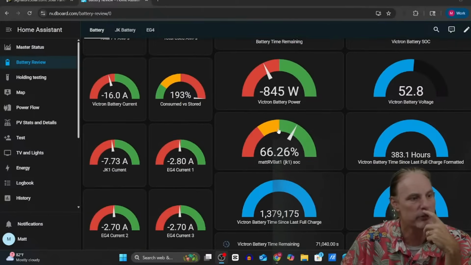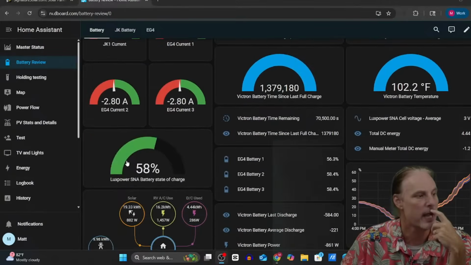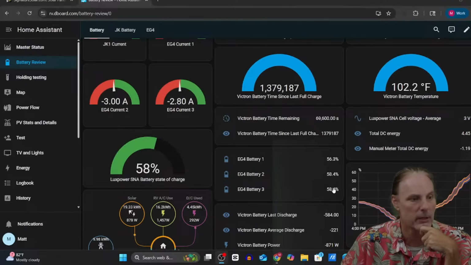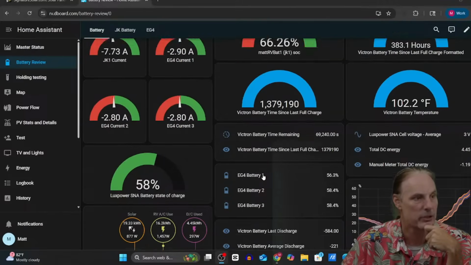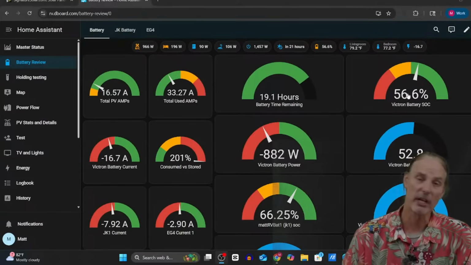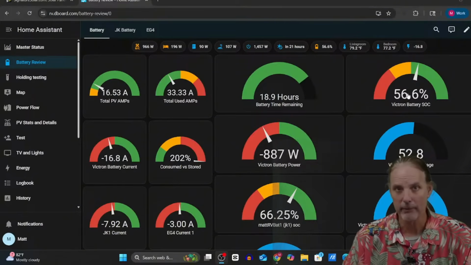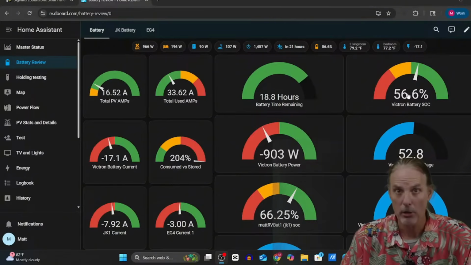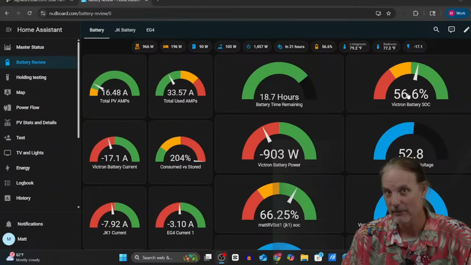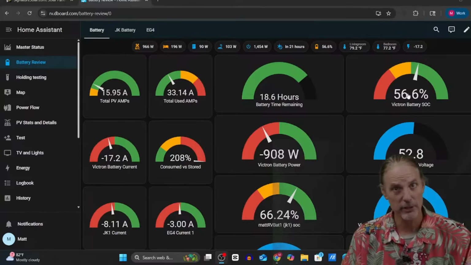But if you look down here, you'll see my JK BMS is at 66.26, and you'll see that my state of charge for my EG4 batteries, which I do have 3 of them, and you can see all 3 of them here, are at about 58%. So you can see that that balances out to about 56.6, which is fairly accurate. The EG4 batteries are smaller, and they give it up a little easier, provide a little more power. They discharge a little faster and they charge a little faster.